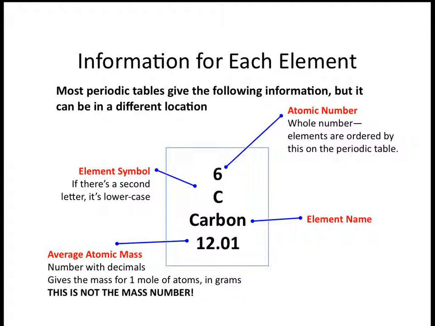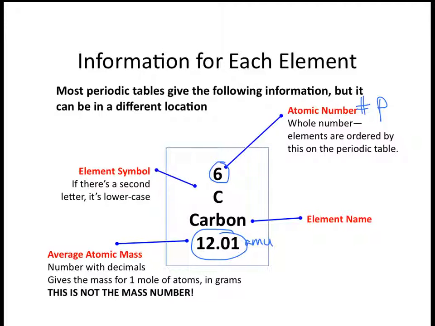Of course, the whole number on the periodic table is going to be the atomic number, which tells us the number of protons in the atom. We've got the average atomic mass, which is the weighted average of all the naturally occurring isotopes. We learned how to calculate that in the last section, and it will be in decimal form. And we want to also remember that its unit is AMUs.